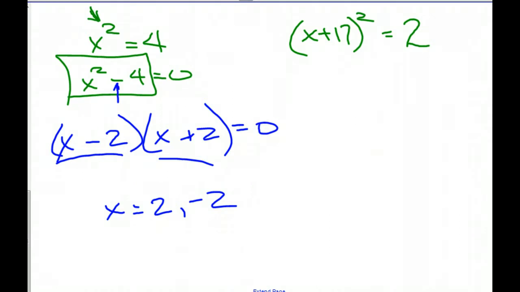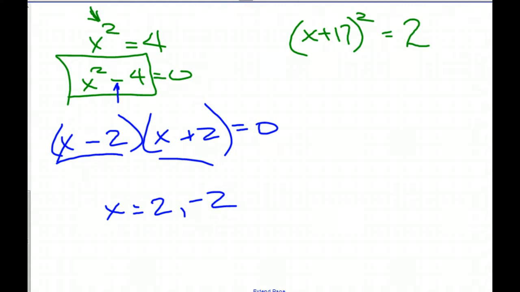Anybody have any ideas as far as how to solve something like that? Again, we're solving for x. First, you break down that x plus 17 times x plus 17, and then do the FOIL method. Or you set it equal to 2, bring the 2 over. I hear some ideas for the FOIL method. What if I were to tell you there's a really fast and easy and slick way of doing it?